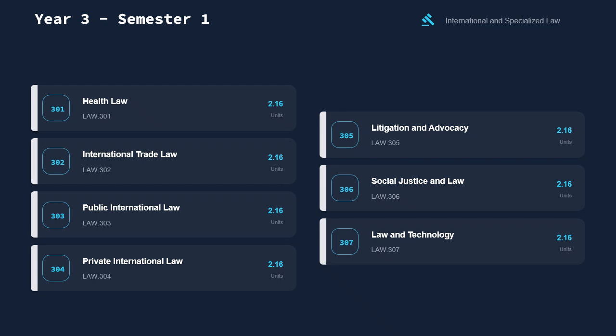Social justice law seeks to address systemic inequalities and promote fairness. It distinguishes between formal equality, same treatment, and substantive equality, equitable outcomes. Rights-based approaches focus on entitlements, structural approaches focus on power dynamics.